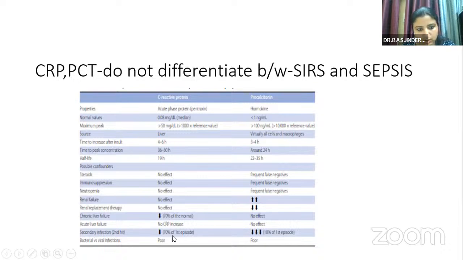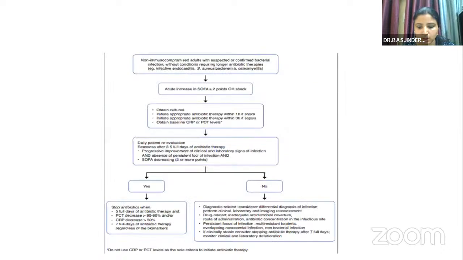As we learned, in secondary infection, that is in the secondary hit, a property of an ideal biomarker is that it should not decrease. But CRP decreases by 70% of the first episode, and PCT decreases further. It is only 10% of the first episode. So they are not near to an ideal biomarker.